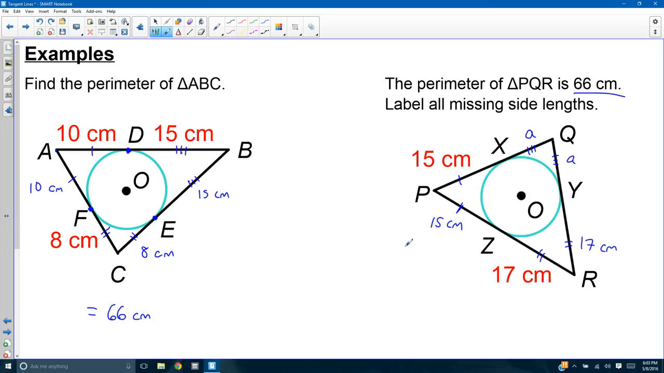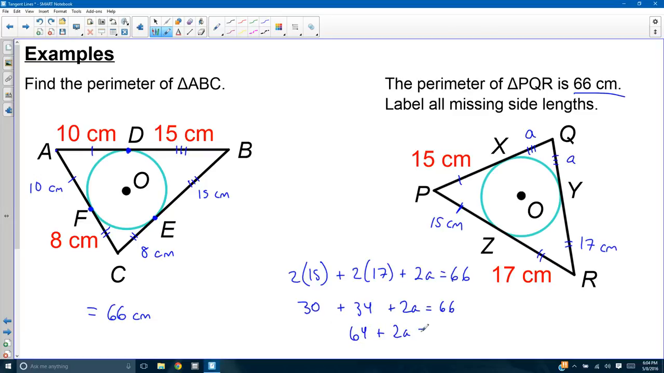Okay, so let's do it. 2 sets of 15 plus 2 sets of 17 plus 2 sets of A equals 66. 30 plus 34. Check this out. Not drawn to scale, right? 2A equals 2. And A equals 1 centimeter. So as far as labeling the rest of this, these are both 1 centimeter each.